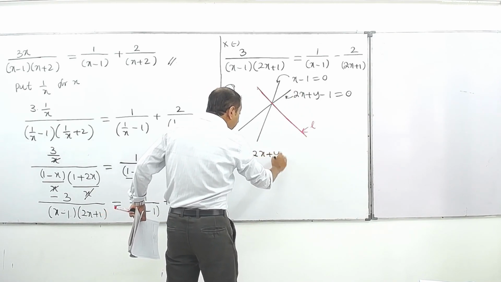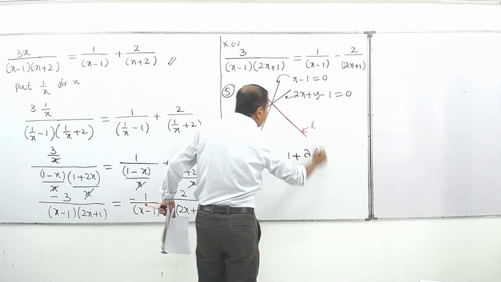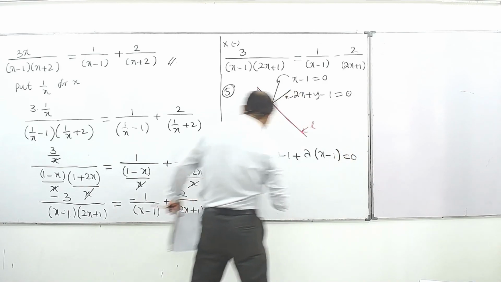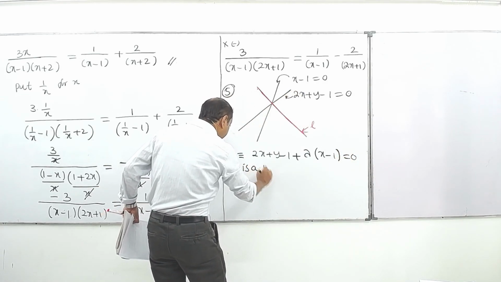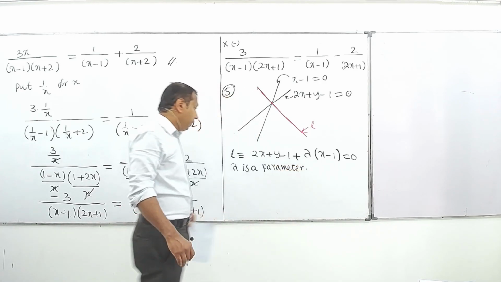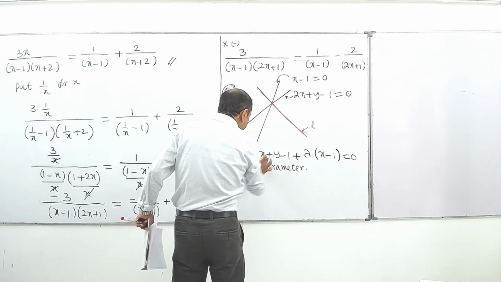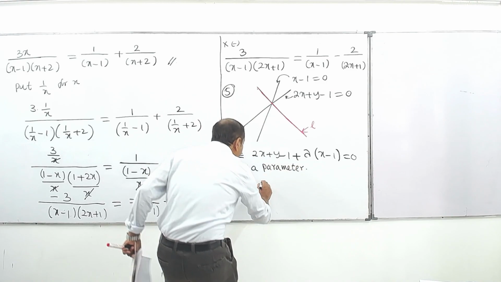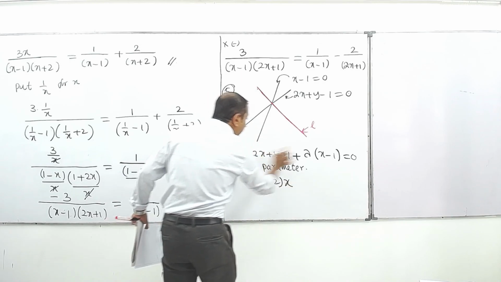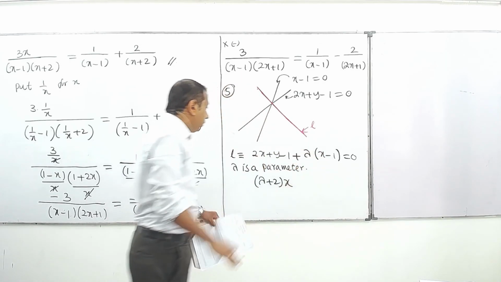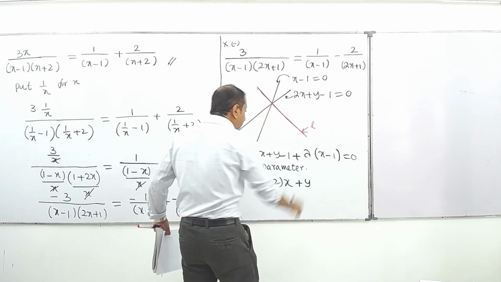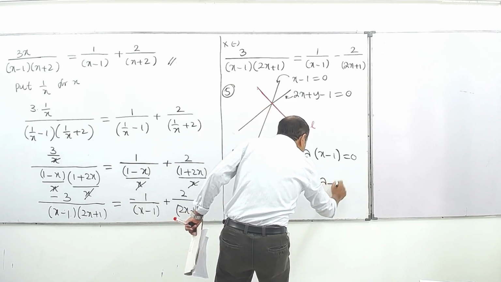2x plus y minus 1 plus lambda times (x minus 1) equals 0. What is lambda? Lambda is a parameter. Then I can rewrite this: 2x, and here lambda x. Now take x out. Then we get (lambda plus 2) times x, plus y, and here minus lambda minus 1, should be equal to 0.